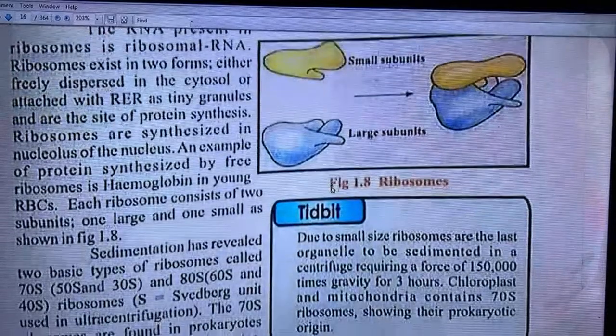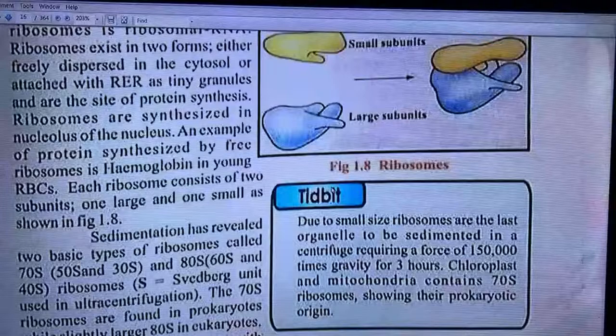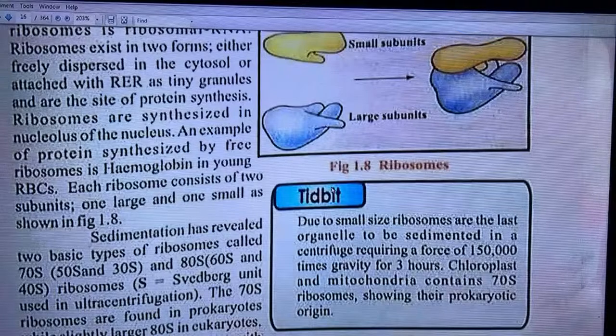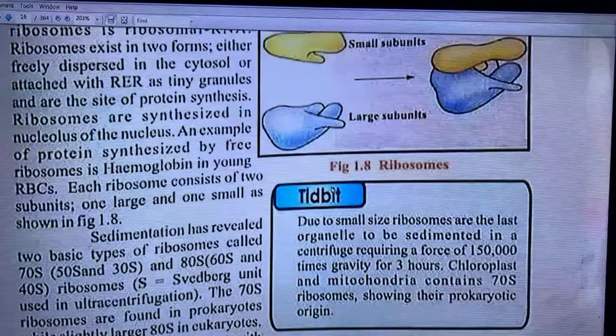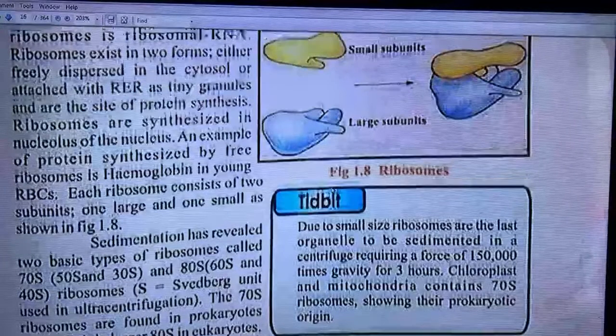Ribosomes exist in two forms, either freely dispersed in the cytosol or attached to rough endoplasmic reticulum as tiny granules, and are the site of protein synthesis. Ribosomes are synthesized in the nucleolus of the nucleus. An example of a protein synthesized by free ribosomes is hemoglobin in young red blood corpuscles. Each ribosome consists of two subunits, one large and one small, as shown in the figure.